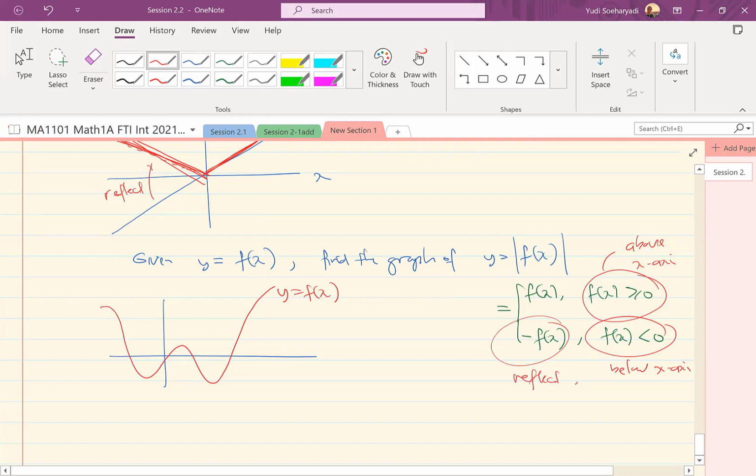Okay, let's do this here. Which one's above? This one's above, so we keep it this way, the green one. But if it's negative, below the x-axis, this one, reflect. So this is what we get. Okay, so the green one is the absolute value. Okay, questions?